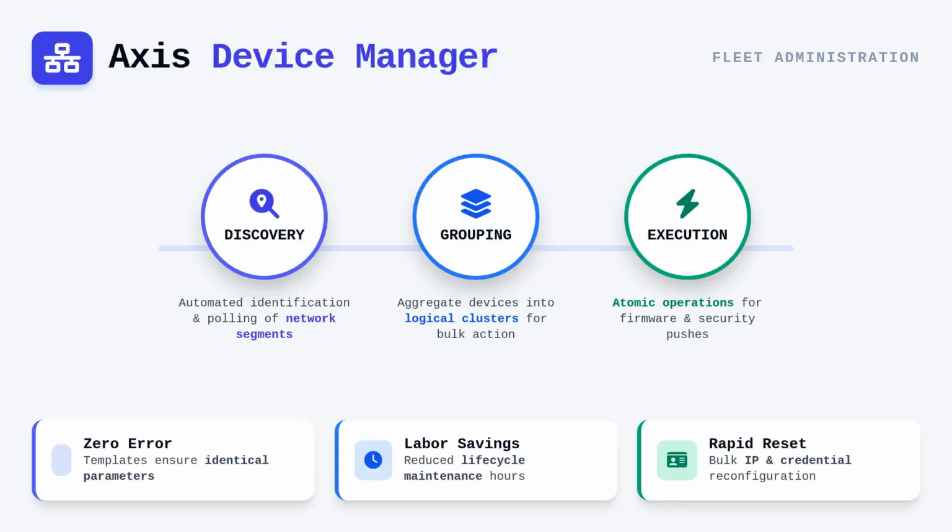The primary utility of Axis Device Manager lies in its automated discovery mechanism, which identifies and polls all supported Axis devices on your network segments. Once the devices are identified, you can aggregate them into logical groups, which serves as the foundation for bulk administrative actions. Whether you need to update firmware across a dozen distinct sites or push a revised set of cybersecurity protocols to your entire fleet, the management interface allows you to execute these tasks as a single atomic operation.